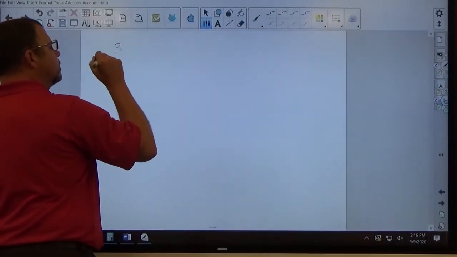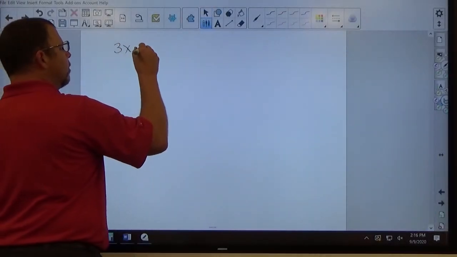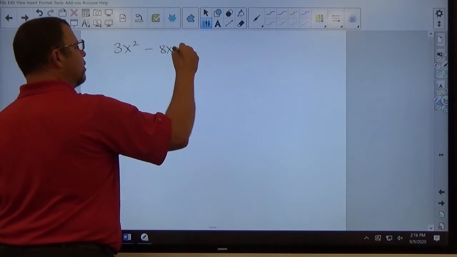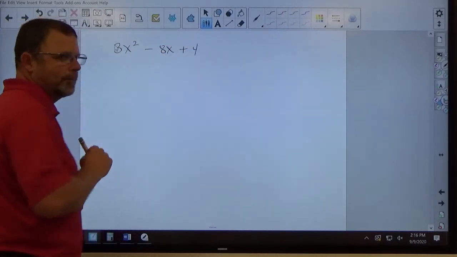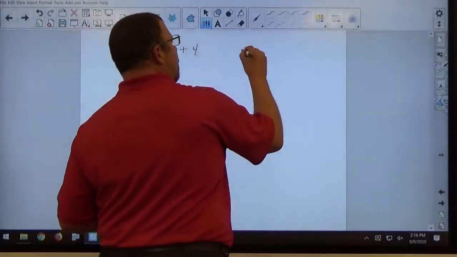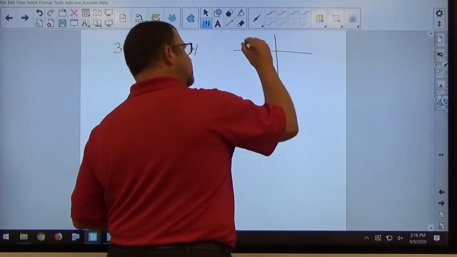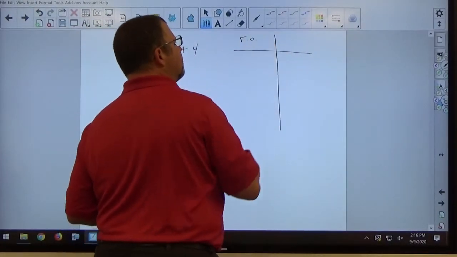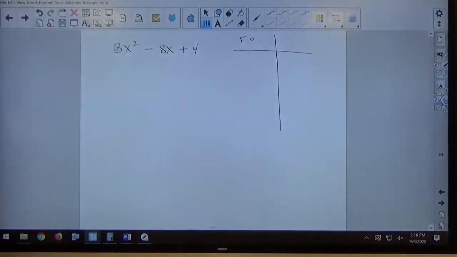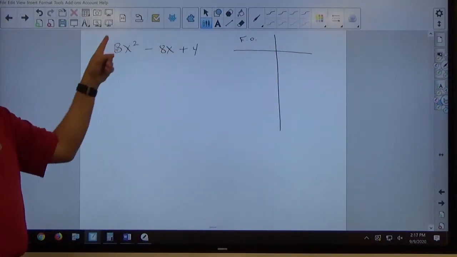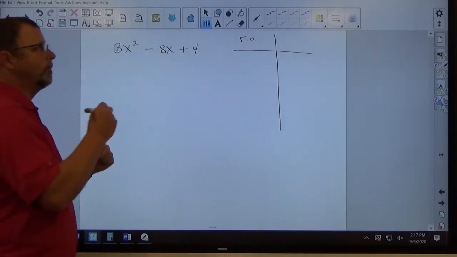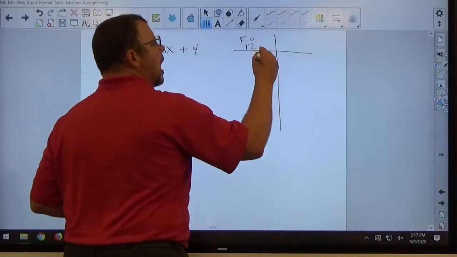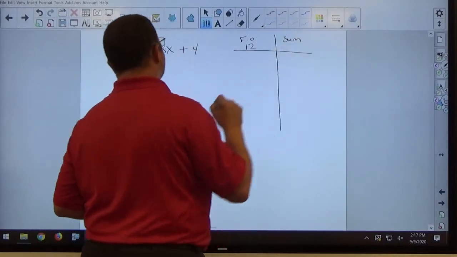3x squared minus 8x plus 4. All right. So, I want to have factors of what? What do I multiply? 4 times 3. So 4 times 3 makes 12, right? Yes. Factors of 12. I want the sum of those factors to be what?